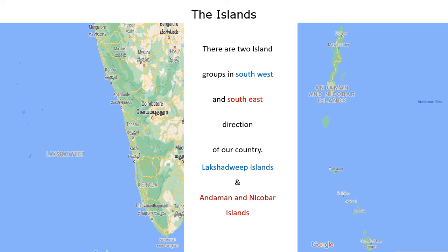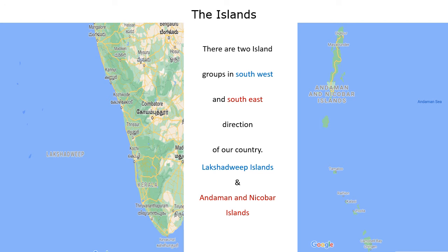So we have some divisions there. Those 3 parts, Lakkadevi, Minikoi and Ammandevi, were clubbed together and called the Lakshadweep Islands from 1973. Its area is 32 square kilometers. And in the Lakshadweep Islands, we have a bird sanctuary at Pitti Island.